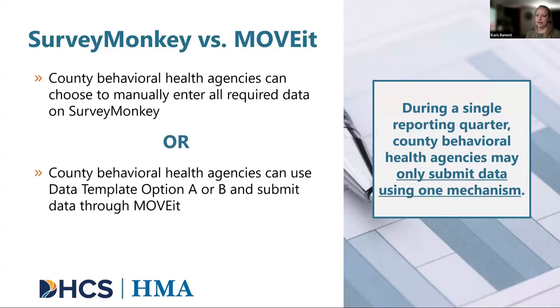There are 2 data file template options available for bulk upload of CARE data. Data file template A includes every data point and is in its own column. Data file template B is designed to facilitate automated data pulls. While there are 2 options for data submission, every reporting quarter, counties can only choose one mechanism to submit data. For example, in January of 2024, if County A chooses to use SurveyMonkey, all data must be entered into SurveyMonkey manually for the entire quarter.